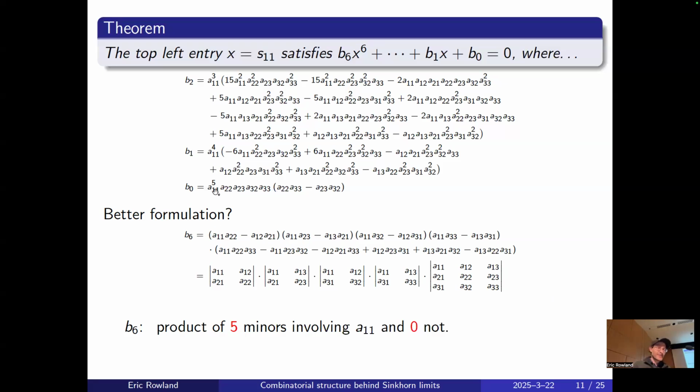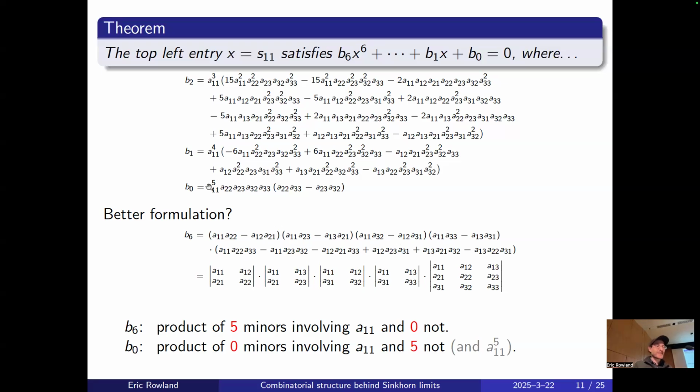So B0 also has a nice factorization. B0, this is a determinant. This is a 2x2 determinant. And Jason pointed out, and I was skeptical that this was going to be useful, but it turned out to be really useful, that these terms are also determinants. They're just determinants of 1x1 matrices, right? So don't ignore determinants of 1x1 matrices. So B0 is the product of zero minors that involve A11 and 5 minors that do not involve A11.